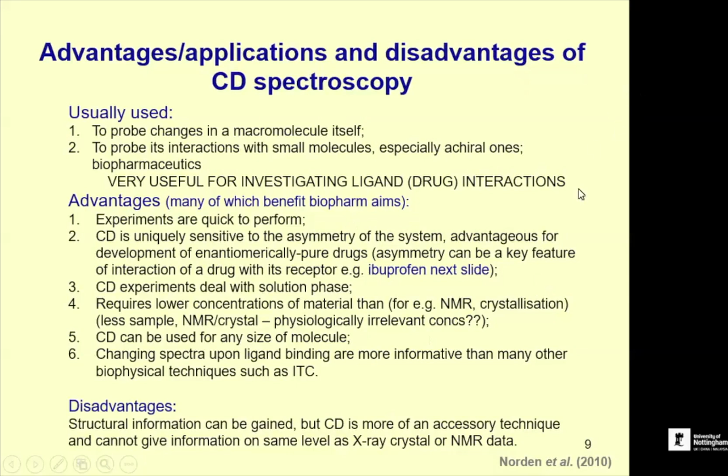Okay, so I'll return to that theme in a moment, but a quick summary of the advantages and disadvantages of CD spectroscopy is shown here. If you have a macromolecule, you expose it to some treatment, could be heat, could be a chemical. You can probe changes in the macromolecule itself by looking at it with CD. Or you can look at its interactions with small molecules, so a drug binding to a protein, for example.